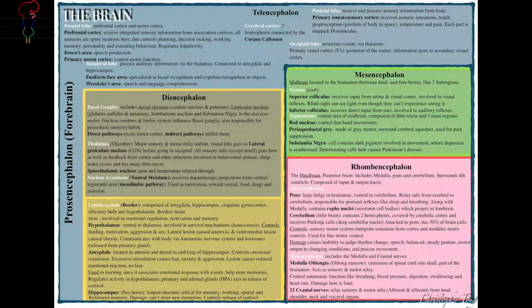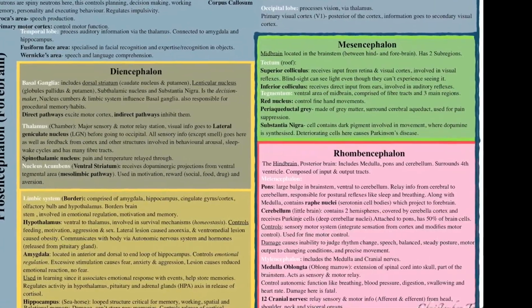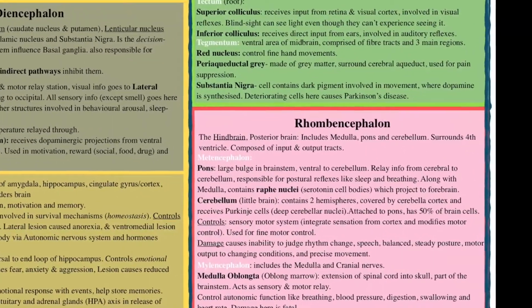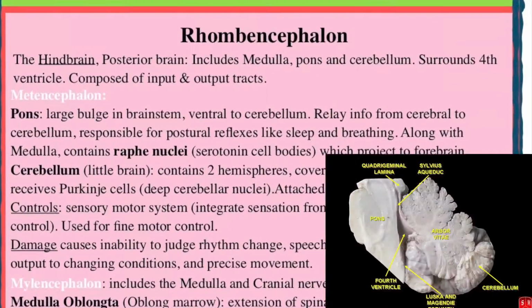This is a quick video talking about regions of the brain. First, I'll start with the Rhombencephalon and work my way up to the more complex parts of the brain, the more newly developed or newly evolved areas of the brain. So first, there's the Rhombencephalon.